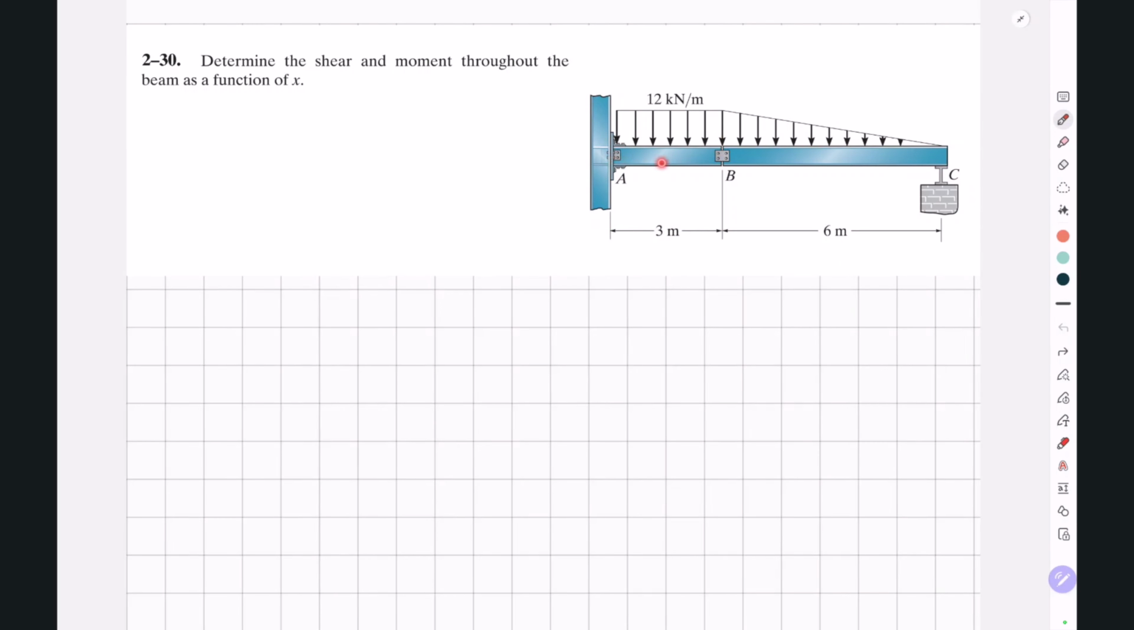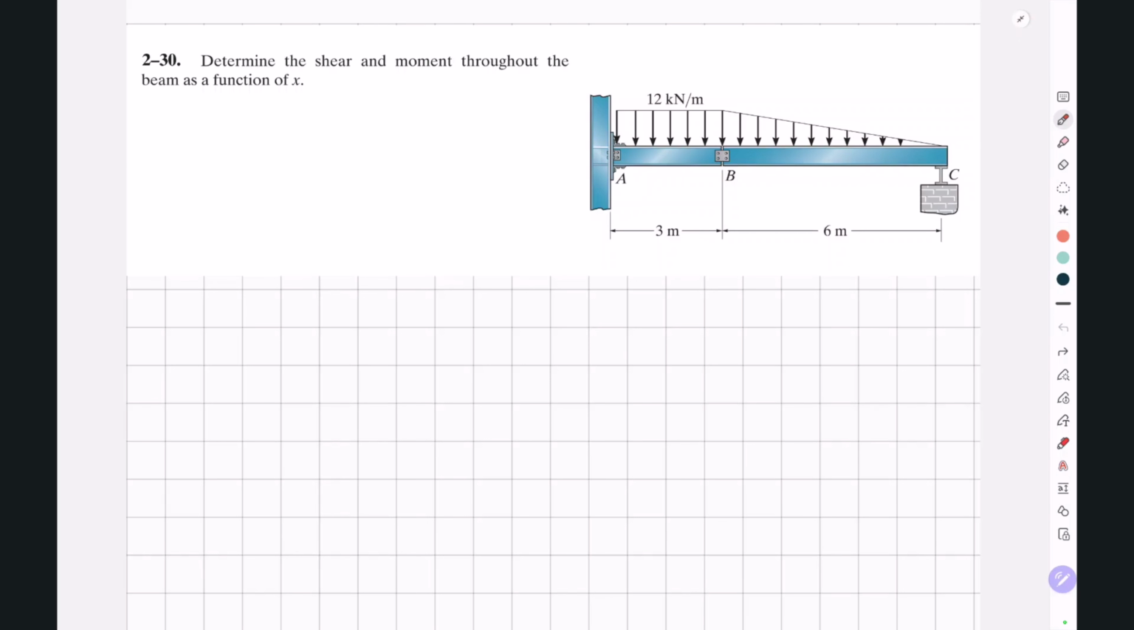From point A to B, we have a uniformly distributed or rectangular load with a magnitude of 12 kN per meter. And from point B to point C, we have a uniformly varying or a triangular load with a maximum magnitude of 12 kN per meter at point B. And now the question wants us to determine the shear force and bending moment throughout the beam as a function of x, which is the distance from the left end or point A. Alright, let's start solving the question together.